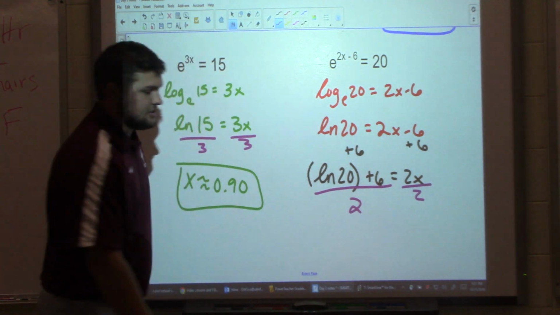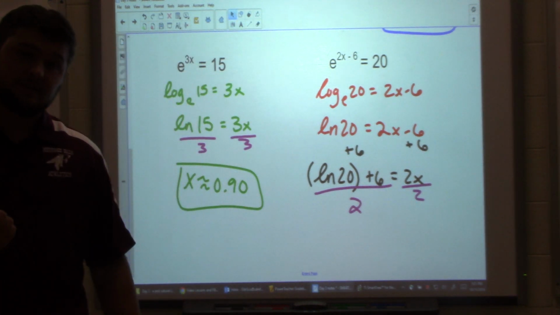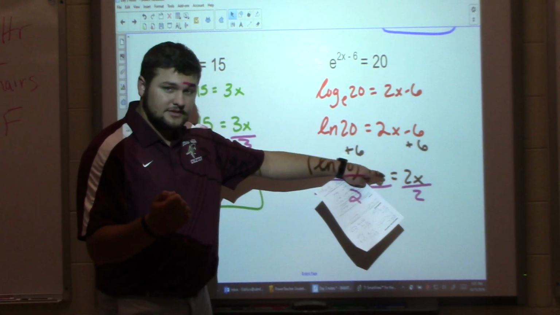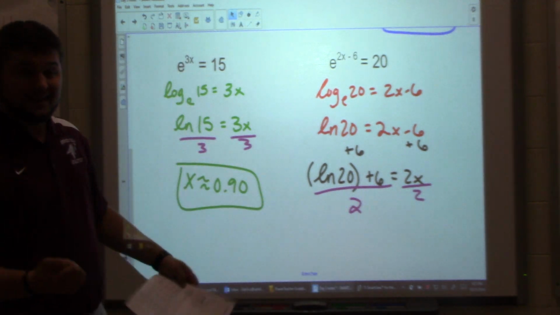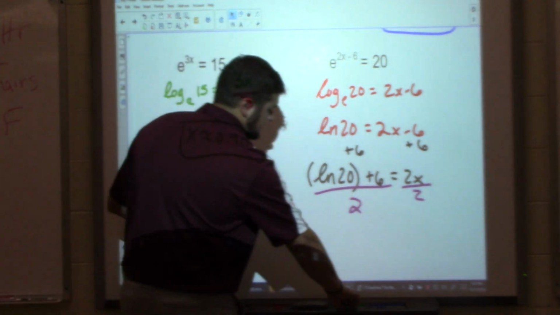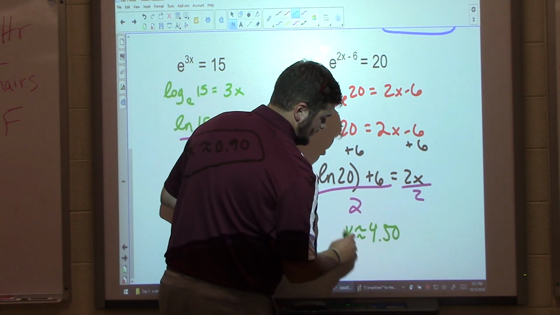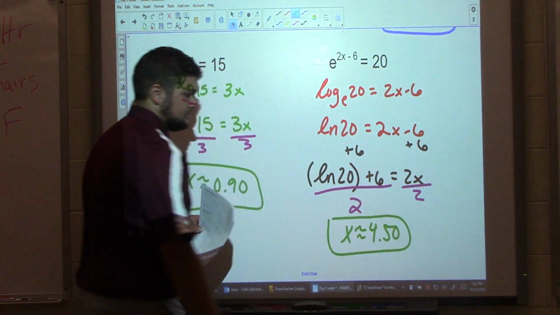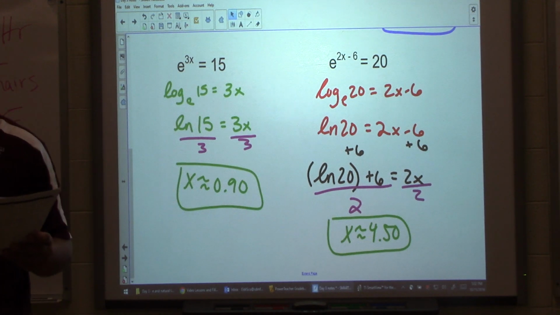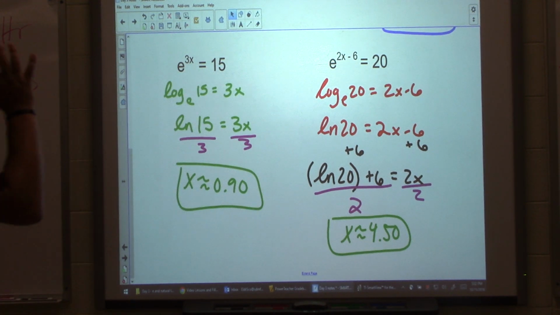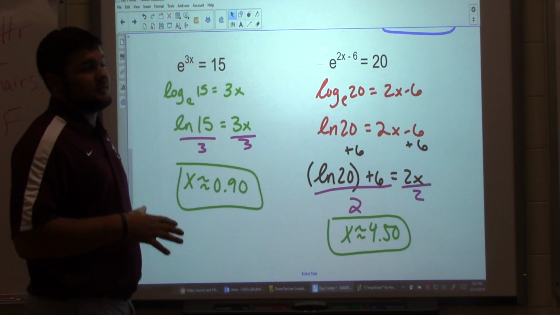So in your calculator, you should put natural log of 20. Hit enter. Plus 6. Hit enter. Divide by 2. Enter. You should get x is approximately 4.50. So solving using natural log and e is the same as solving using a normal log.